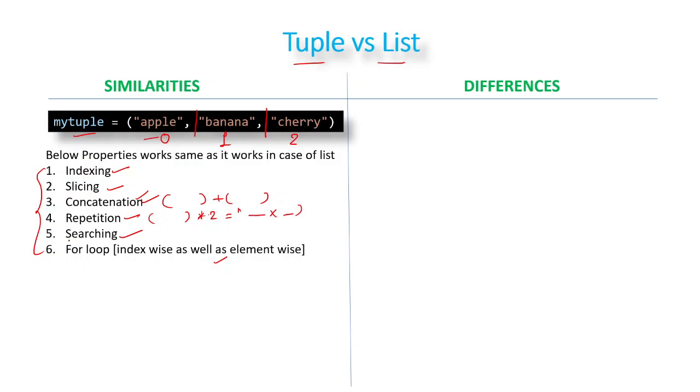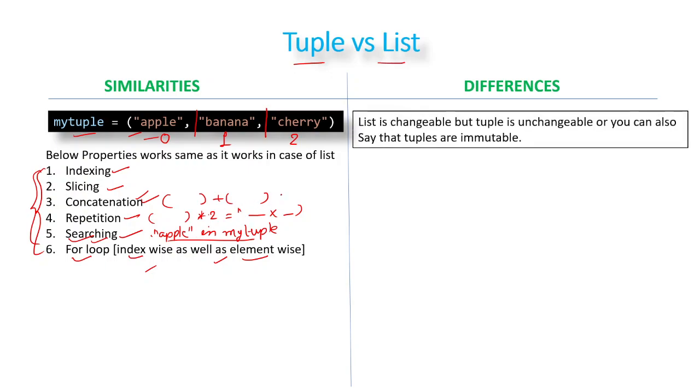Then we can do searching, for example, apple in my tuple. So we can do searching of this type also in a tuple, and we can also use a for loop on this particular tuple, either index wise or element wise. I have discussed all of these in my previous videos on list as well as string, so you can go and watch those videos and these things will be clear. Now I'll move to the difference part.